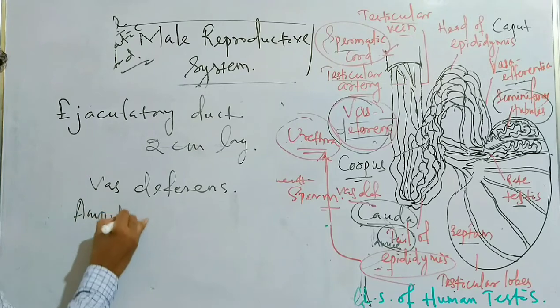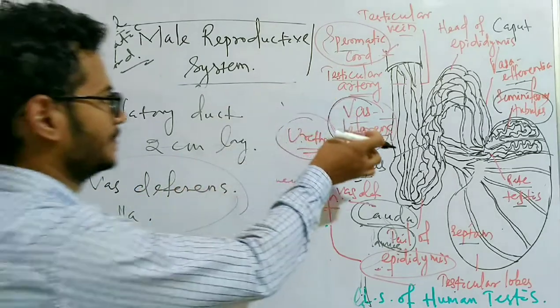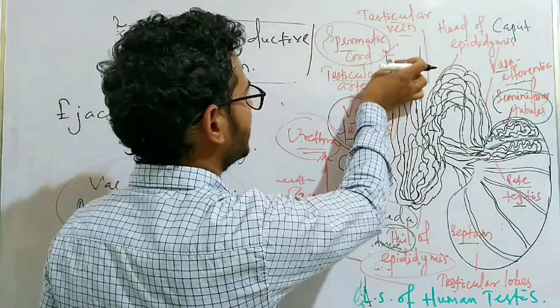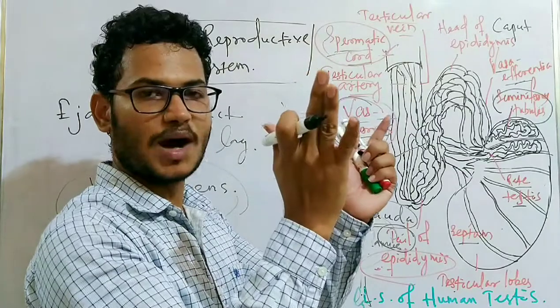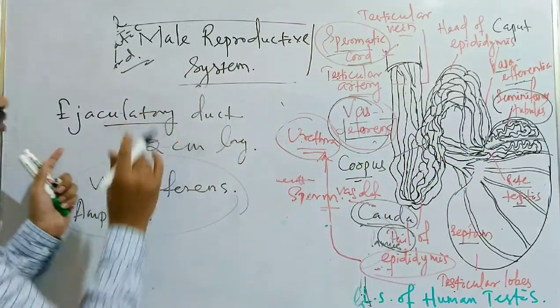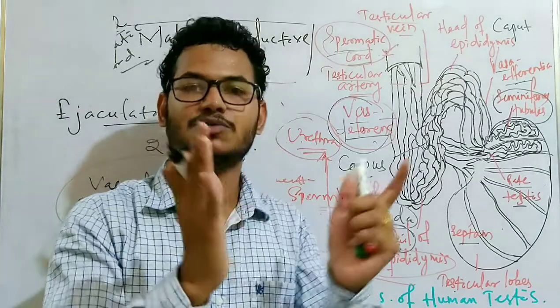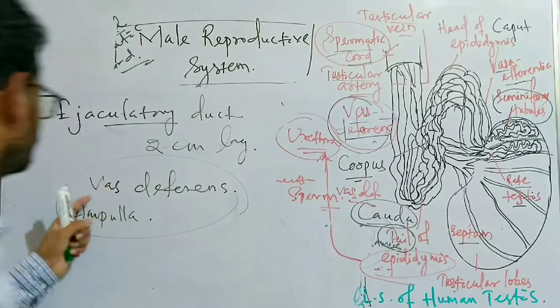It is the ampulla of the vas deferens, the wider part. The vas deferens goes through the spermatic cord to the abdomen, where it becomes wider. At the wider part, it is connected with the ejaculatory duct. The diameter of the vas deferens increases at the anterior-most part, and it is known as the ampulla of the vas deferens.